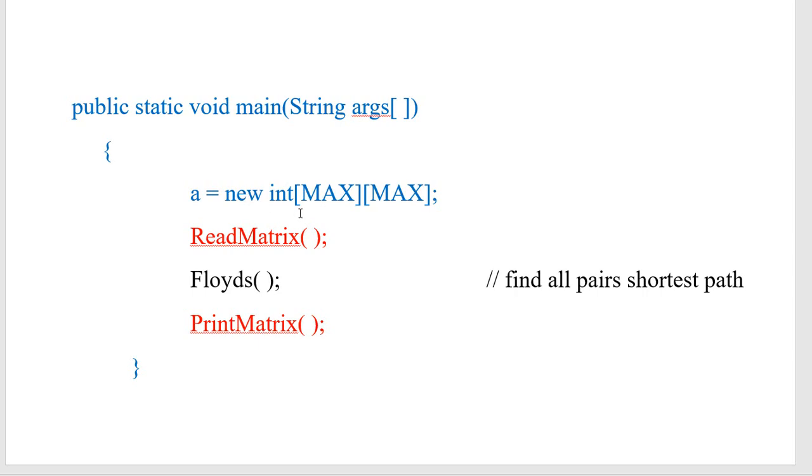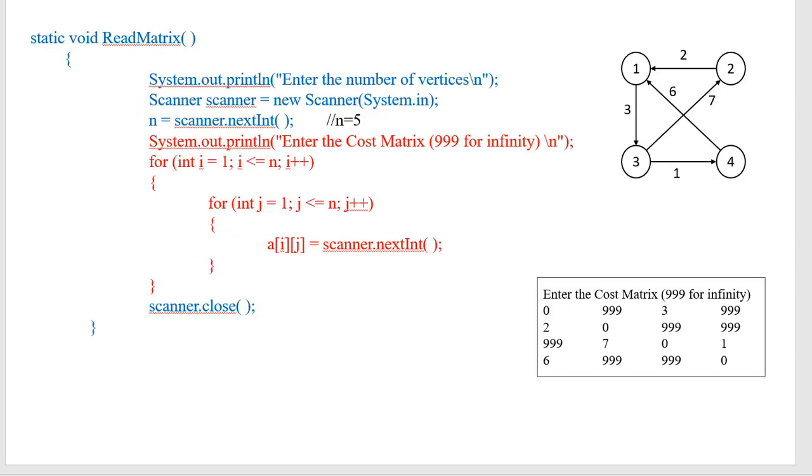Now we'll go for the read matrix function, where we are going to enter the number of vertices. This is the graph I have taken as an example for tracing, n equal to 5. I have taken the same graph while explaining Floyd's algorithm also, so you can take that as the example while going through this program. After reading the n value, next is the cost adjacency matrix, and this is the cost matrix that I have entered, based on the values of this graph.